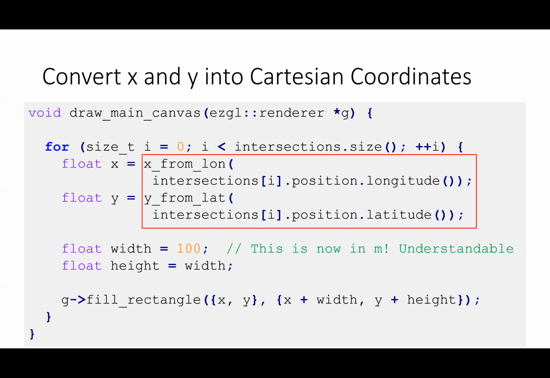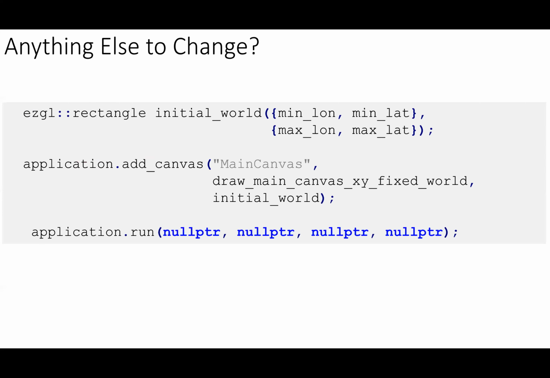Okay, so I've converted my latitude and longitude to X and Y. I need to choose a width and height that matches that. Now this is in meters. It's easier for me to think about what my coordinate system means: it's actually distances in meters. So I'll say I'm going to draw an intersection that's 100 meters wide and 100 meters tall, and I'm going to fill a rectangle wherever I have an intersection. Anything else I need to change? I've pre-computed my intersection locations in X and Y, stored them, and changed my callback function to draw using those new X's and Y's.